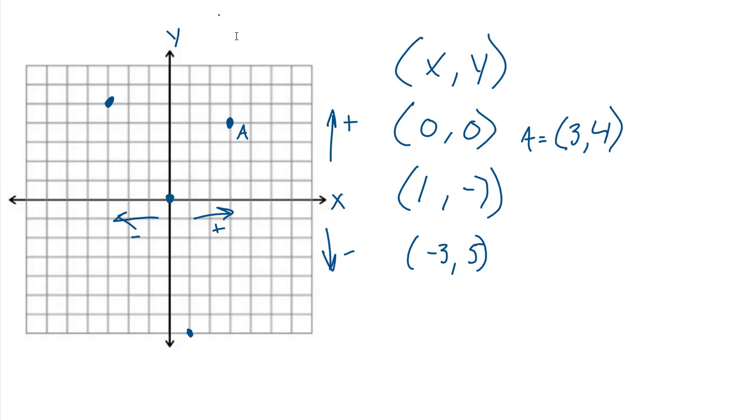Likewise, if I had this point over here as B, we would count how far over we went from the center. 1, 2, 3, 4, 5, 6. Now, since we went 6 to the left, that means our first coordinate is -6. And then we went down 1, 2, 3. Since we went down, we have a negative 3.